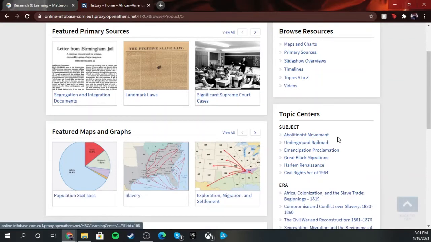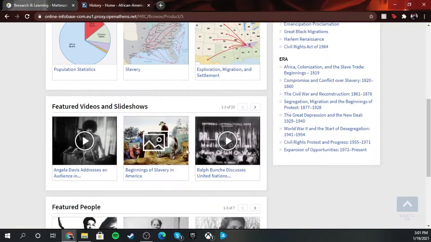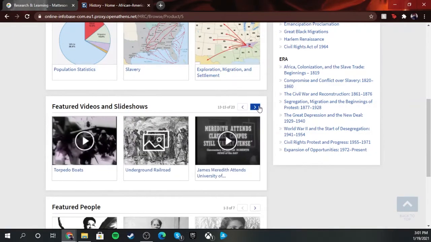You can also go through subjects. Like you see here: Underground Railroad, the Great Black Migrations, Harlem Renaissance, and so forth. And they do also have eras by years. So if you're looking for a specific year, you can also use this. What I really like about this website is that it has featured slideshows, and they give you different types of images throughout history, and it just gives you a lot of insight.